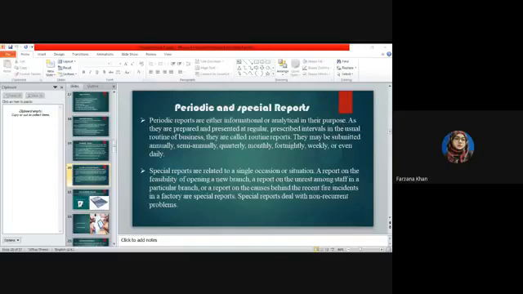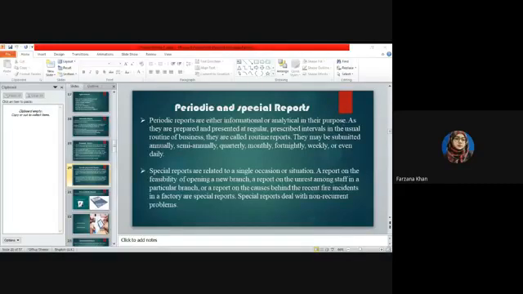So, these reports can be analytical reports, but these reports are submitted on prescribed interval, like monthly, daily, weekly, or annually. That's why these are called periodic reports. And the other form of this report is special reports, which are related to a single occasion or situation. Special reports are not sent on prescribed interval, not sent on daily, monthly, or annual basis. These are reports which are related to a single occasion or situation.